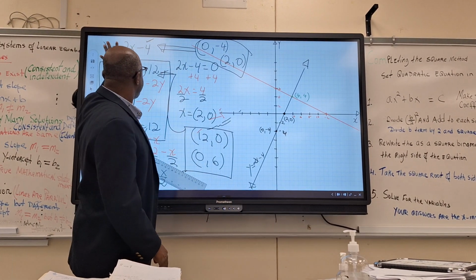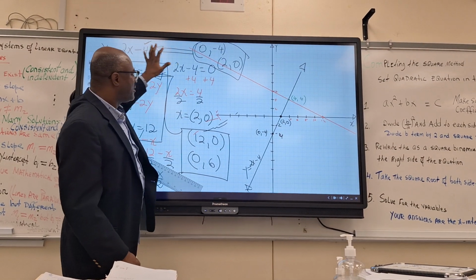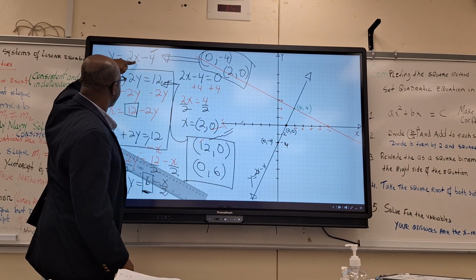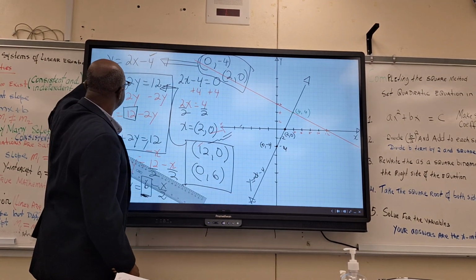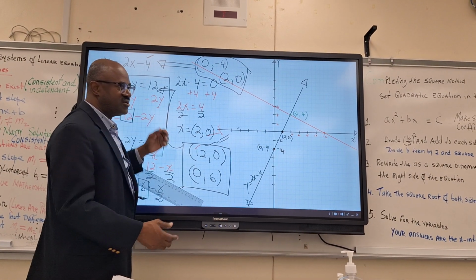If I replace 4, 4 here, it has to work. Right? What will be 2 times 4? 8. 8 minus 4 is 4, which is equal to 4. So that's how it works.